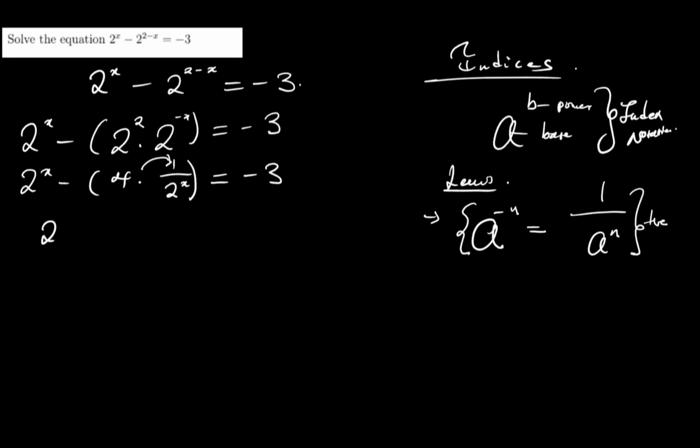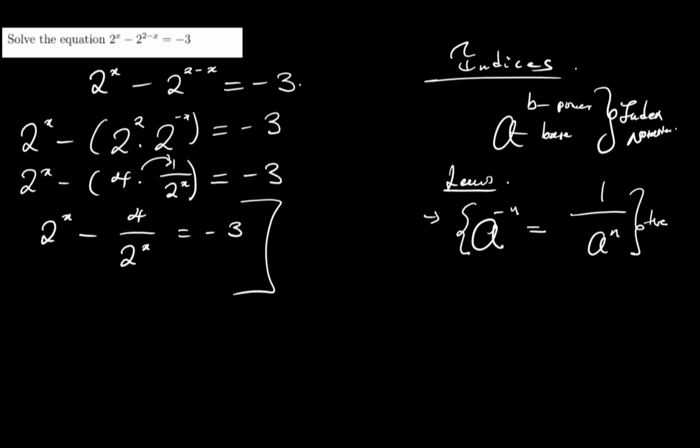Okay, so 2 to the x, then minus 4 times 1, which is 4 over 2 to the x, being equal to negative 3. Now, if you look at this equation, it's quite crazy to solve it the way it is. So what's the best approach we can take? What we can do is to look at something that doesn't make sense in this equation. Just looking at it properly, you have negative 3, but there's something that doesn't make sense here.